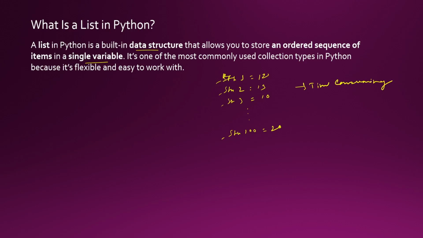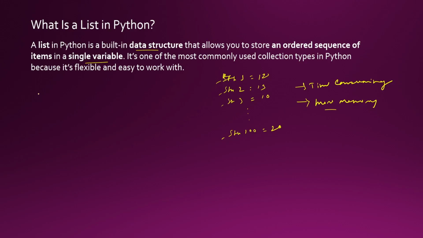and the thing is it will take more memory, right? So if you create 100 variables, then it will take time and it will consume more memory in our system, right? So to avoid this situation, what do you do?